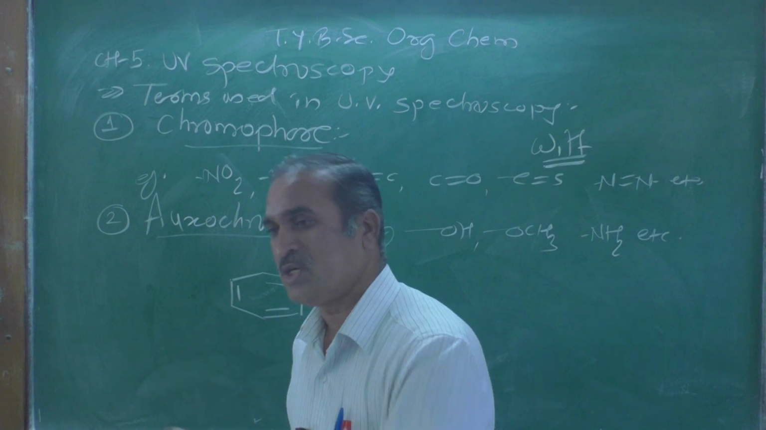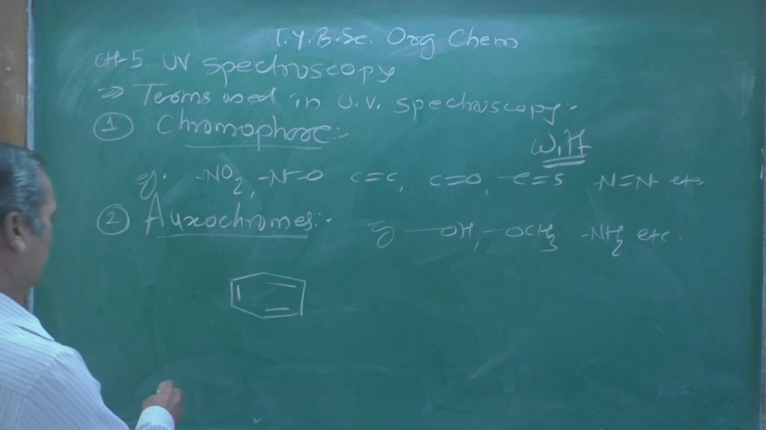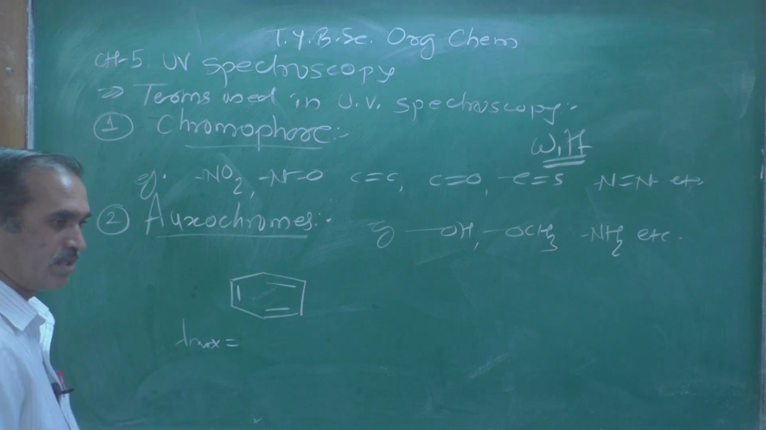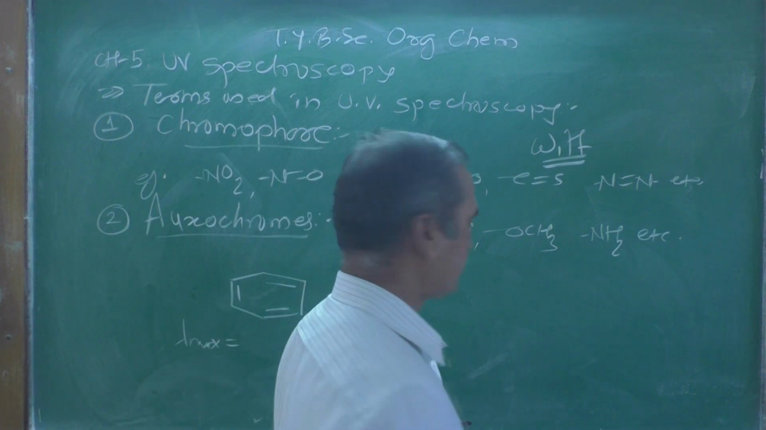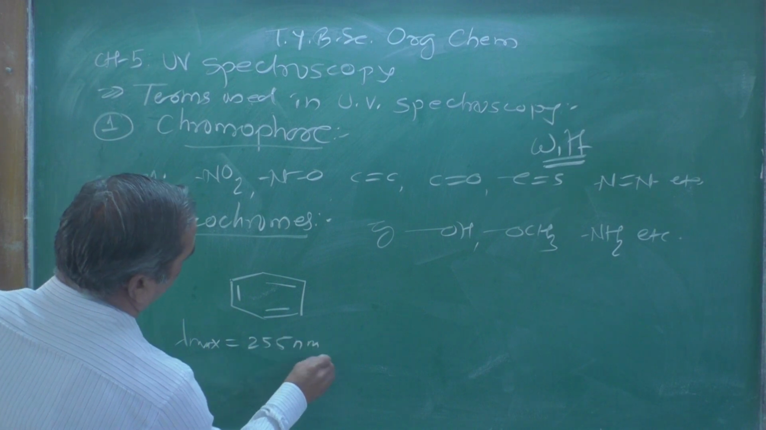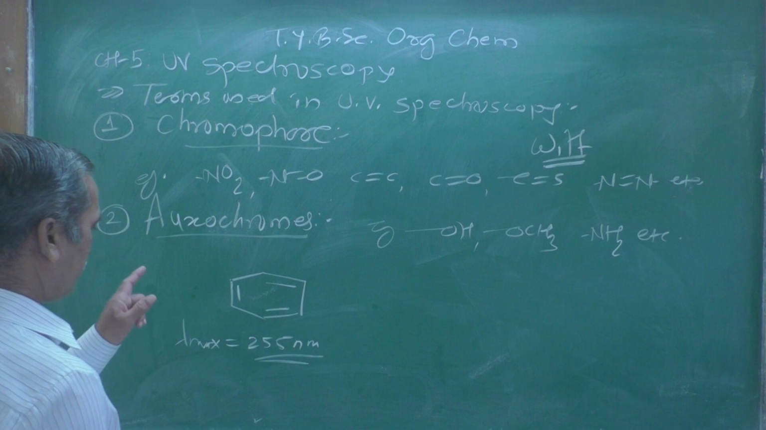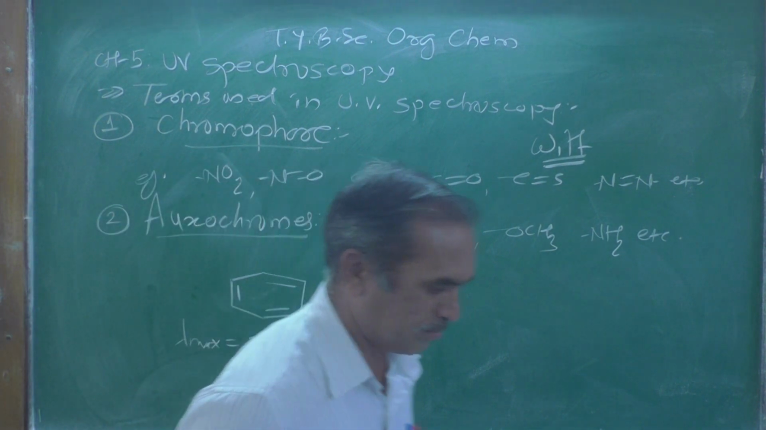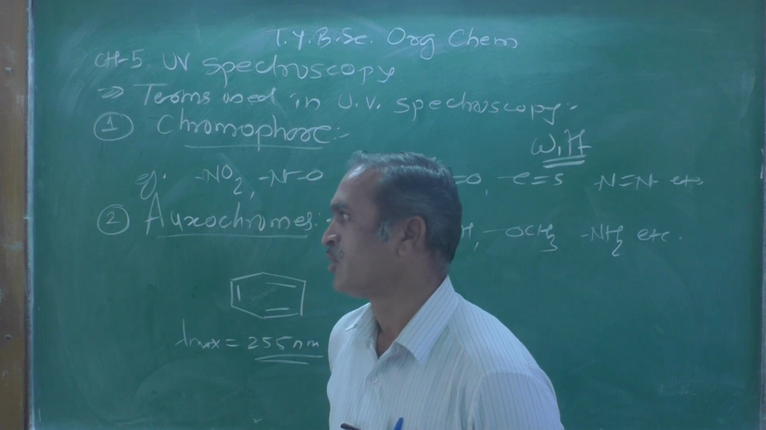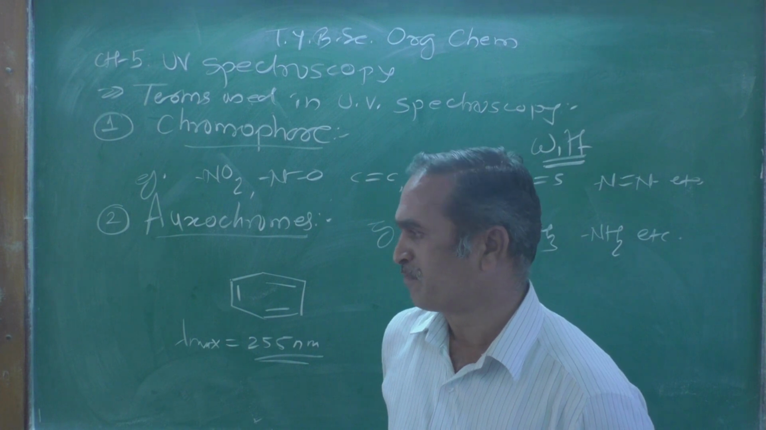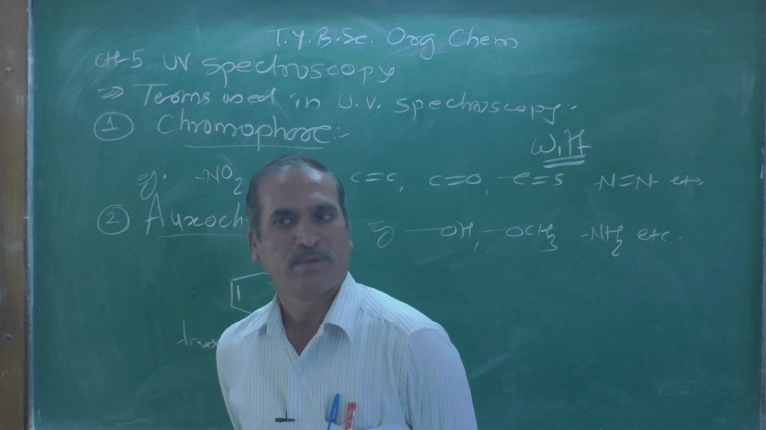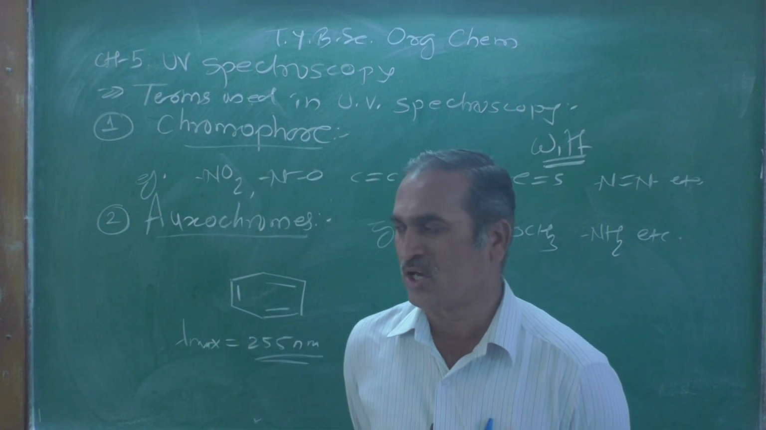It means it is a chromophore, and the characteristic of that benzene is that it shows the peak or the band or the signal around 255 nanometer. The 255 nanometer peak is observed in the UV spectrum. From that we can easily identify by observing the spectra carefully.